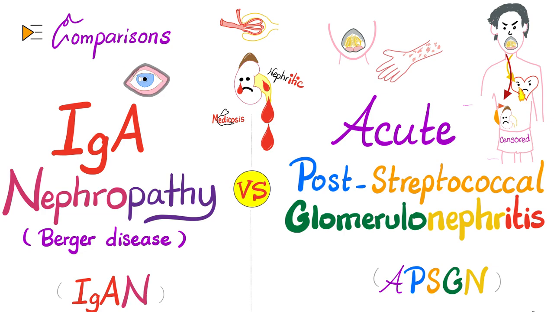Today we have another comparisons video between IgA nephropathy, or Berger disease, and acute post-streptococcal glomerulonephritis, or post-infectious glomerulonephritis. Both are nephritic syndromes, which means your kidney is losing blood in the urine, which means we're going to see dysmorphic red blood cells and red blood cell casts in the urine.